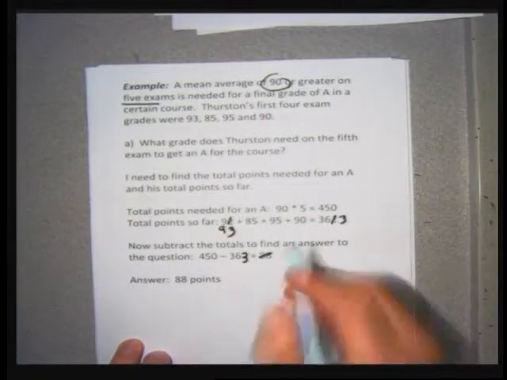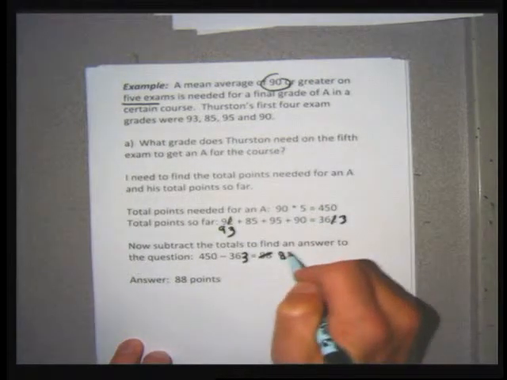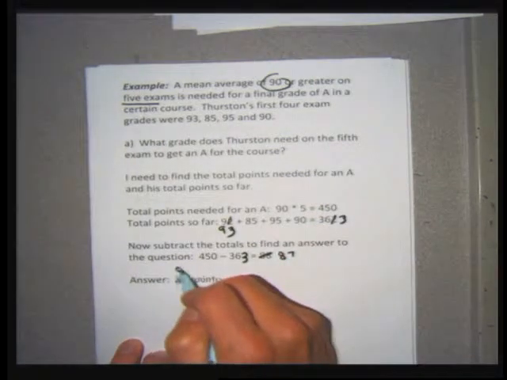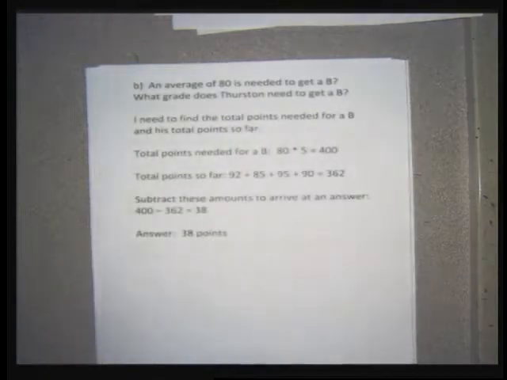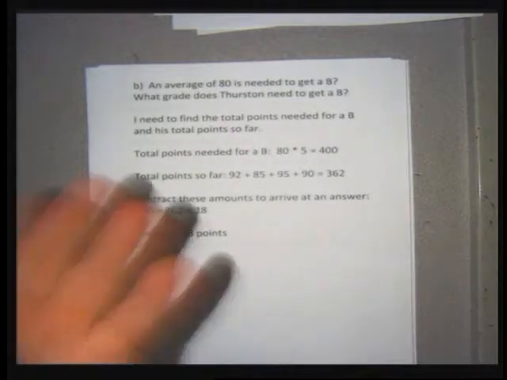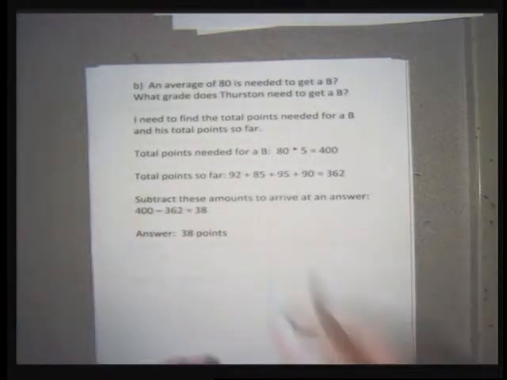So Thurston, on his last test, if he gets 87 or greater, then he's going to keep his A. If he gets under 87, then his average will be less than 90, and he won't technically be deserving of an A. Next question is, what would Thurston need to get a B?